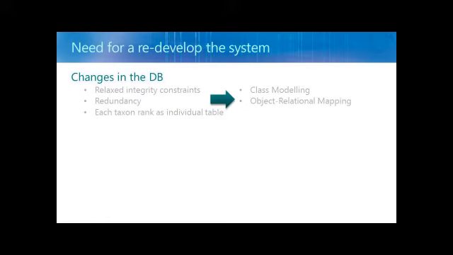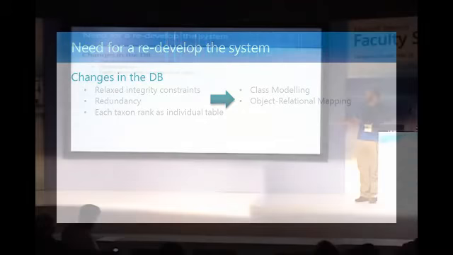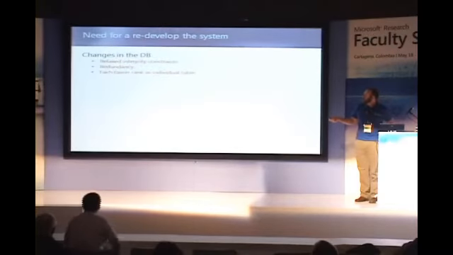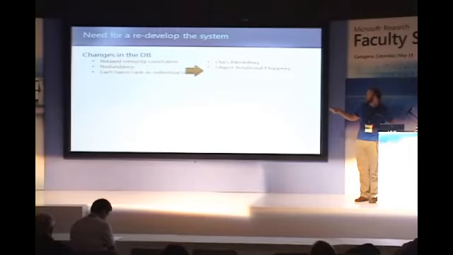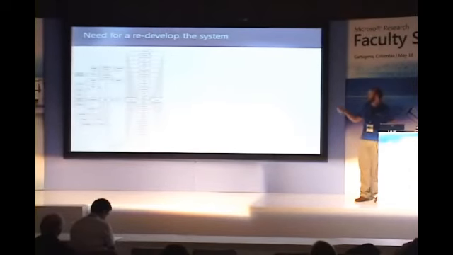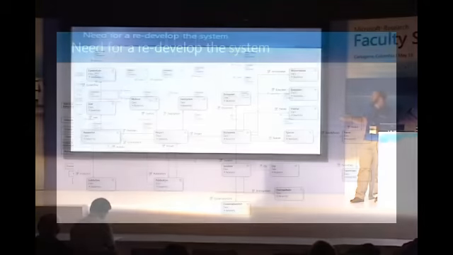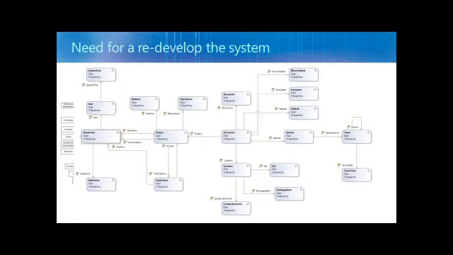So we are doing some changes in the database. That's very important because there were some relaxed integrity constraints and a lot of redundancy in our system. Each taxon rank was an individual table, which makes the database huge. The idea now is to work with class modeling and object relational mapping, and especially to change it into a cleaner and more objective database.